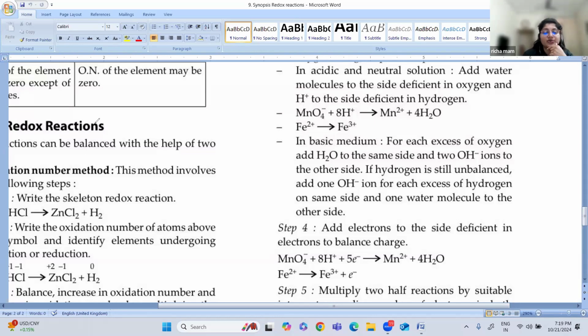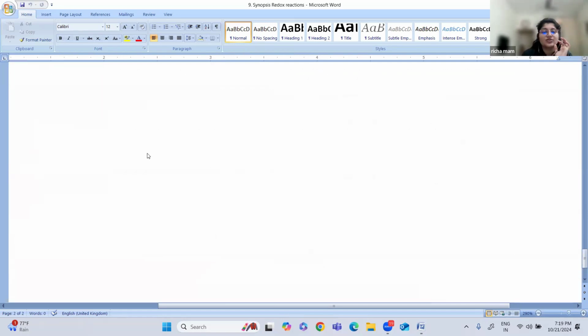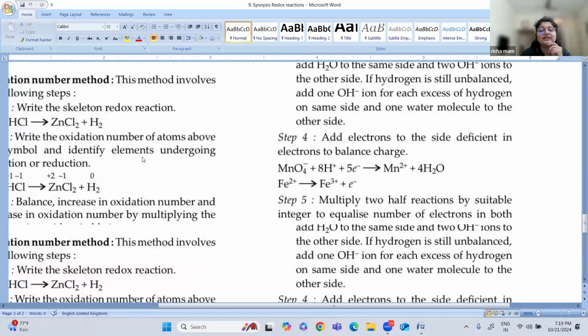And at last, you have to balance the electrons. Last step is balancing the electrons. Whichever number has to be multiplied, you take a common number and multiply on both sides so that the reaction is equalized. Now the two half cell reactions you have taken separately, you have to merge, add those two half cell reactions. So this was about balancing reactions.